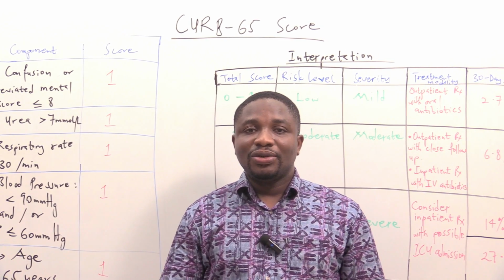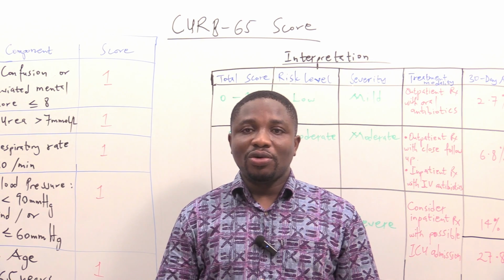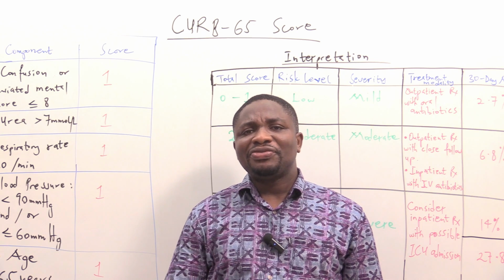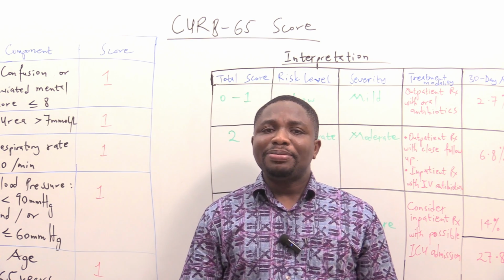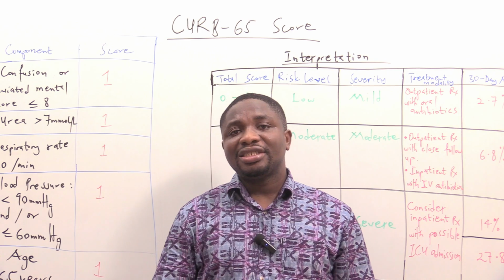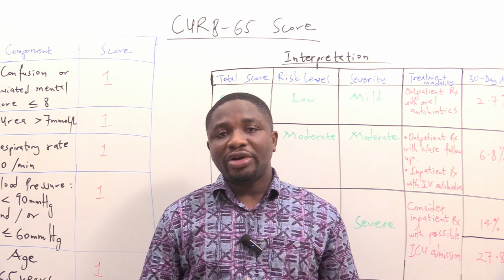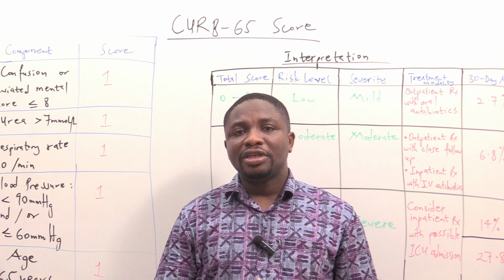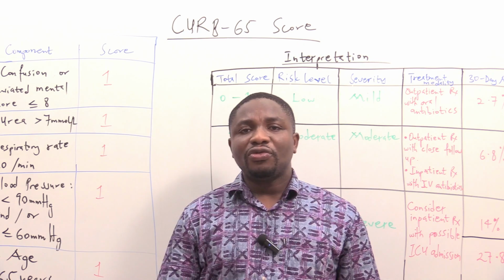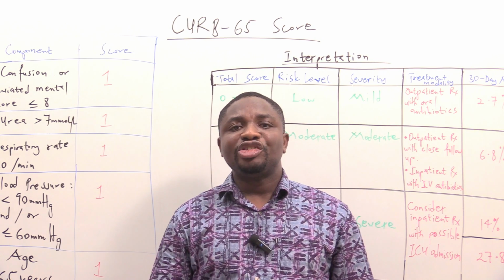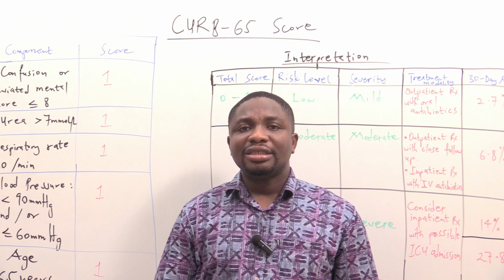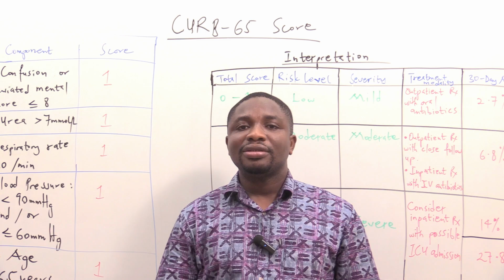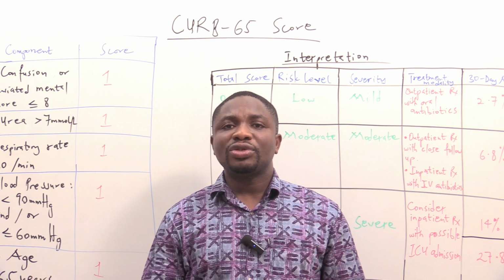In today's session, we shall be looking at the CURB-65 score. Let's begin by getting to know what the CURB-65 score is. The CURB-65 score is an acronym from its components, and it's a simple, validated clinical scoring system used to determine the severity of community-acquired pneumonia, the treatment modality, and mortality in patients with community-acquired pneumonia. So that is what the CURB-65 score is.